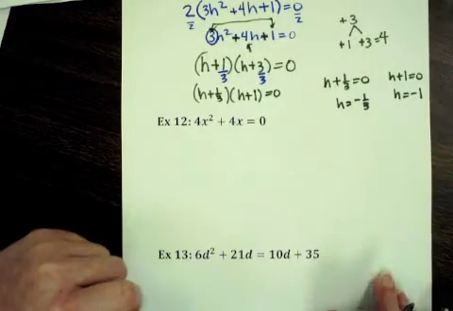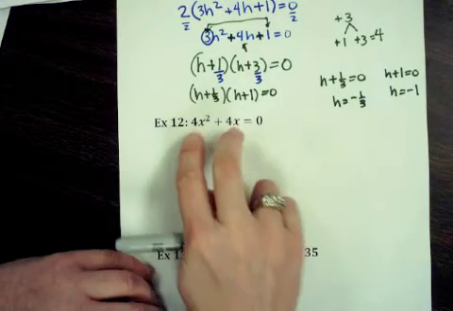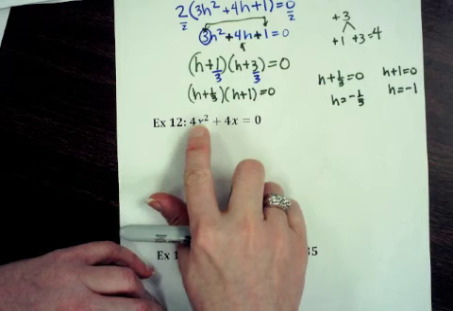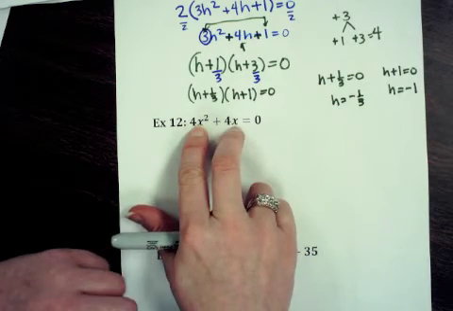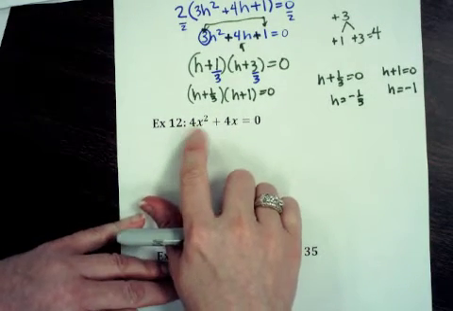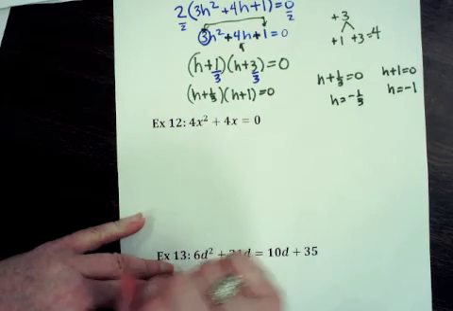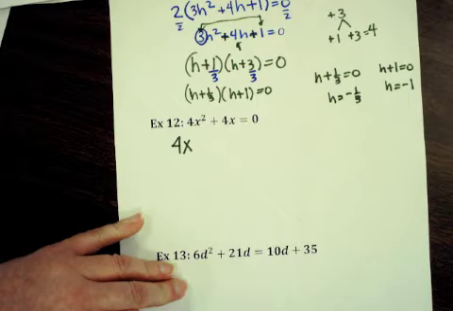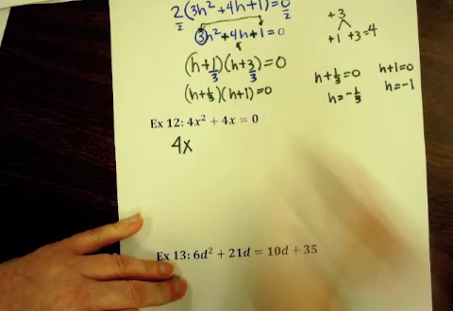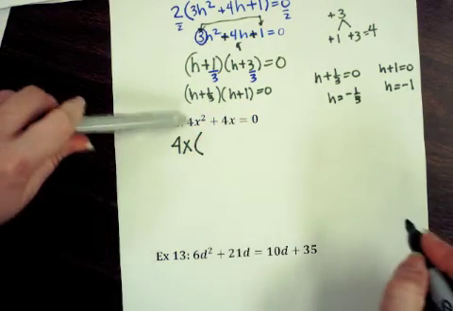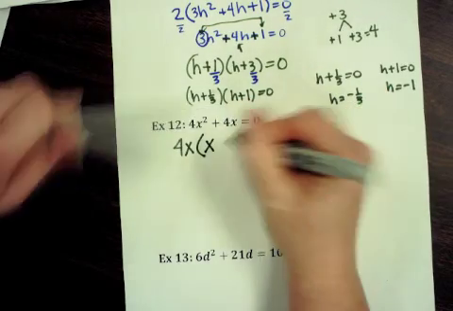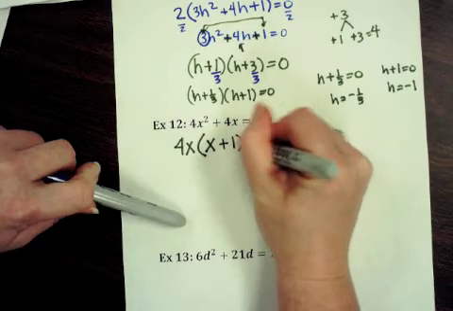Okay, example 12 is a little bit different. We also have a common factor between these two. It's not a trinomial, so we have a common factor. And what will go into both 4x squared and 4x? Okay, so it should be 4x. When you pull a 4x out of 4x squared, you're left with x. When you pull a 4x out of 4x, you're left with 1.